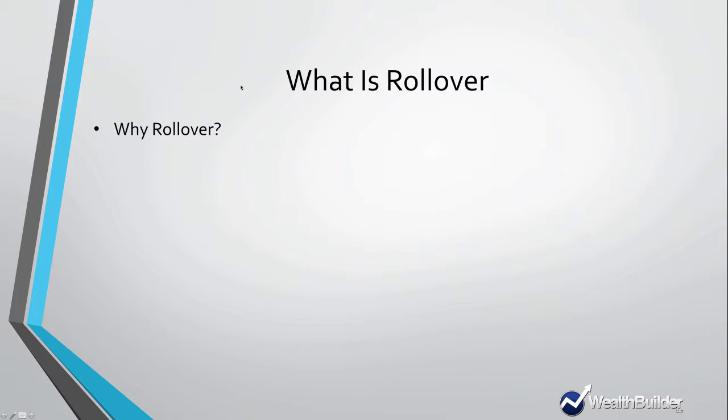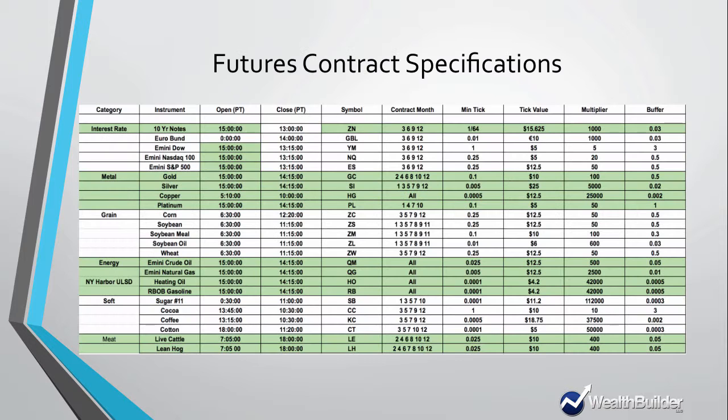Why do we roll over? We do this to extend the expiration or maturity of a futures contract by closing the initial shorter-term contract and opening a new longer-term contract for the same underlying instrument. If you recall from the last video, each different commodity has different contract expiration months as depicted in this chart. So rolling over enables a trader to maintain the investment position beyond the initial expiration of the contract and is usually carried out shortly before expiration of the initial contract.